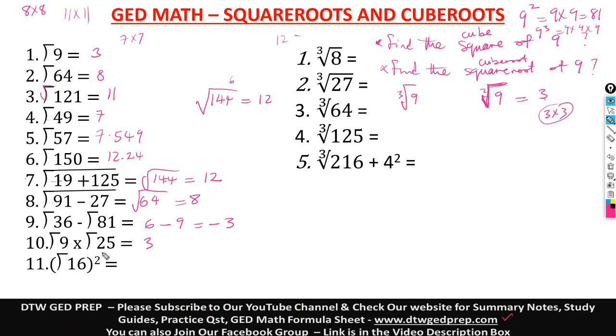Is 3. And what's the square root of 25? Is 5. So that's times 5. And that would give us 15. Okay?